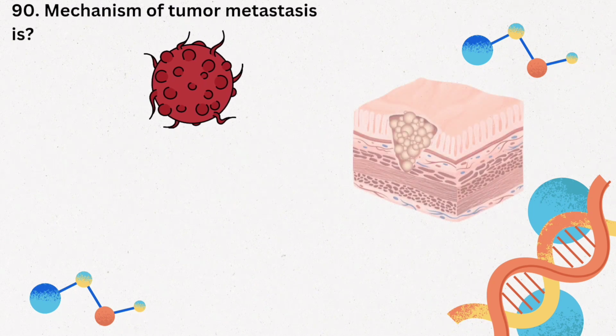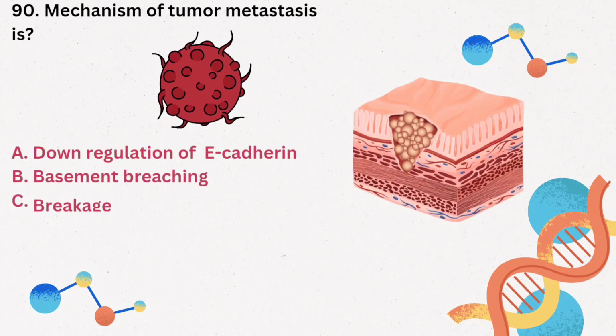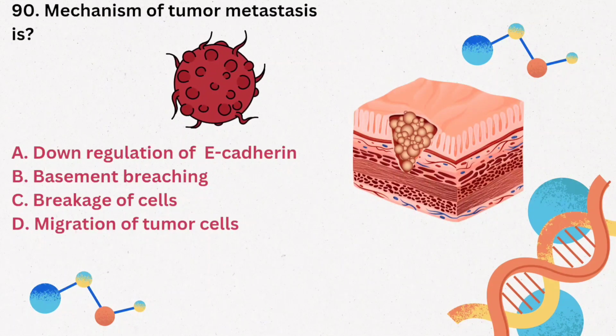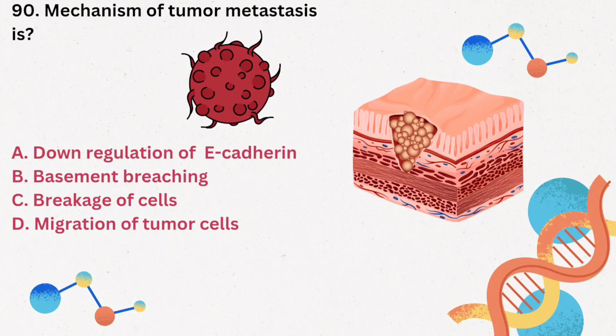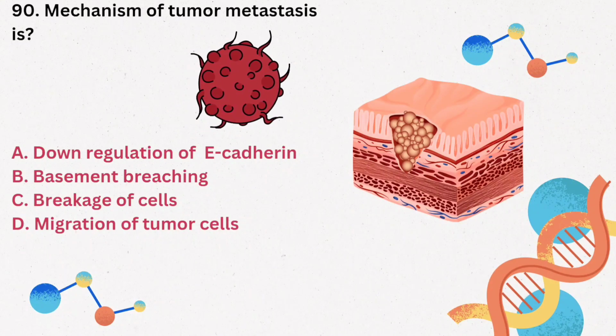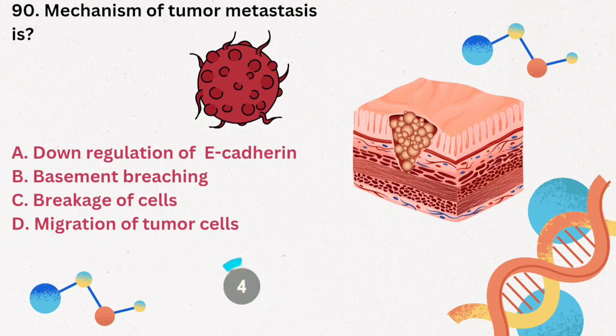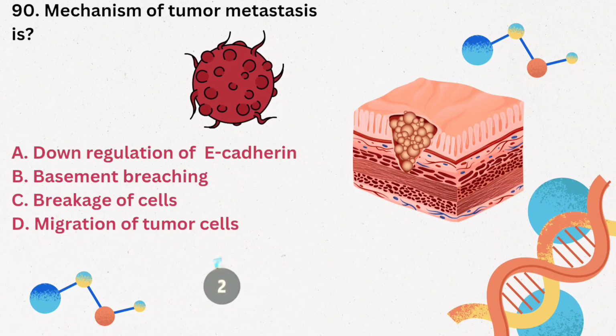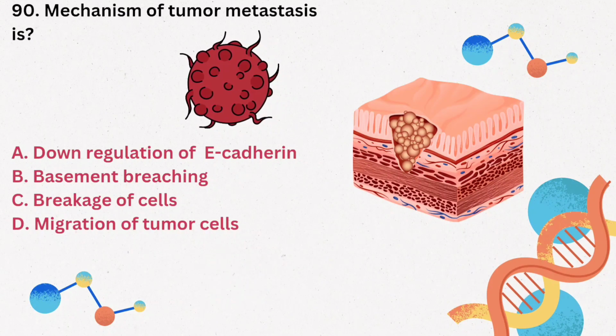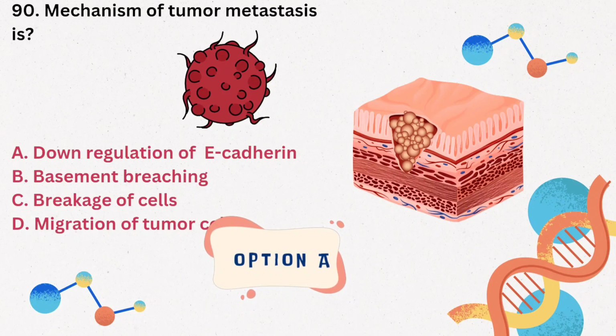Mechanism of tumor metastasis is A. Downregulation of E-cadherin. B. Basement breaching. C. Breakage of cells. D. Migration of tumor cells. Option A is the right answer.